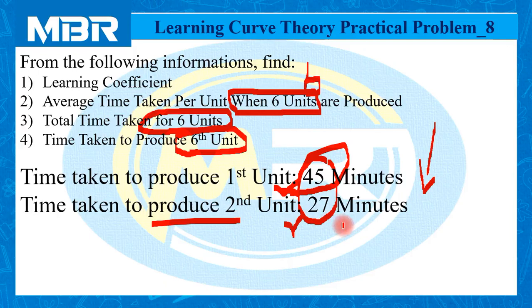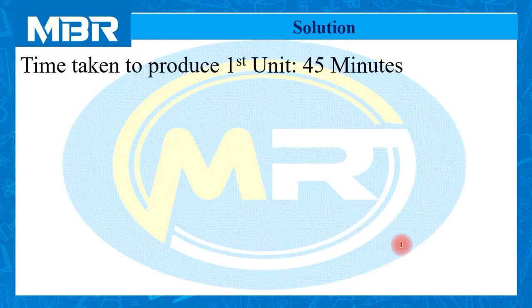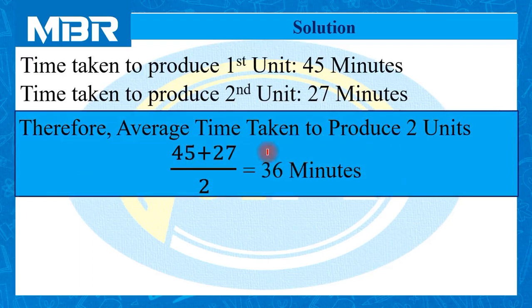Now, with the help of the given information, we have to answer all 4 questions: learning coefficient, average time taken per unit when 6 units are produced, total time taken for 6 units, and time taken to produce the 6th unit. Let us move to the solution. For the purpose of a solution, we have to calculate the average time taken to produce 2 units.